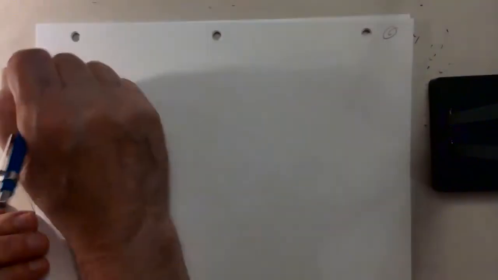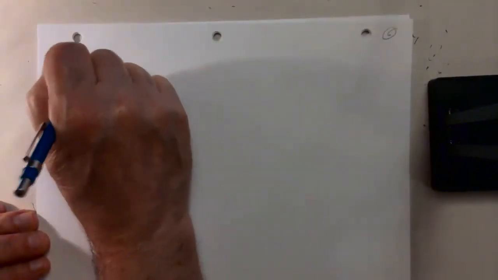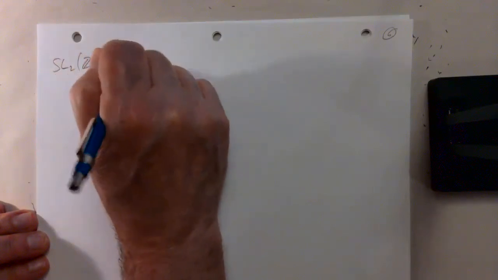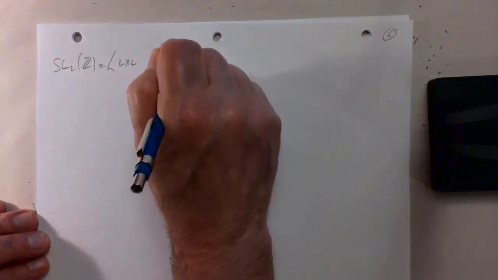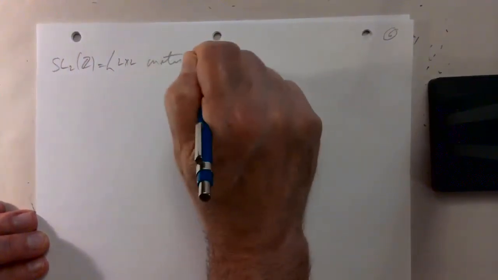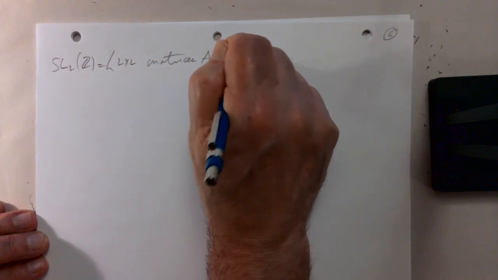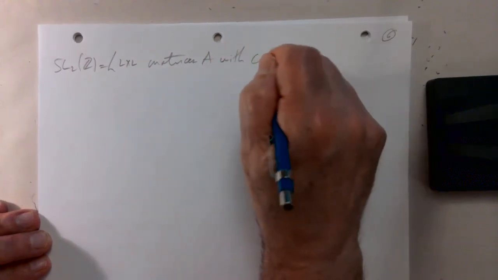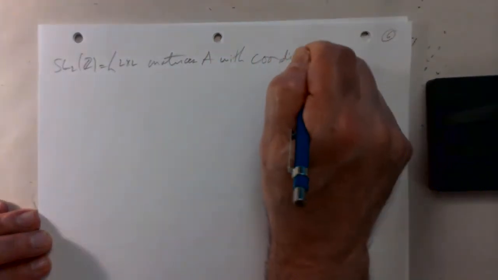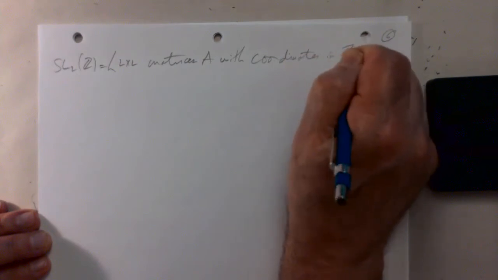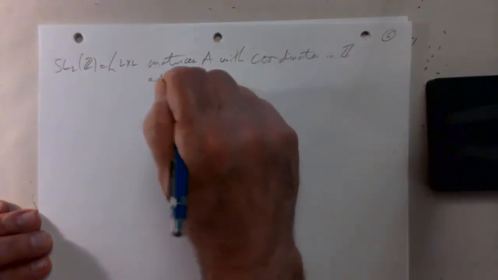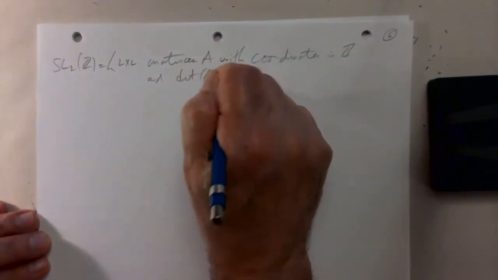Sitting inside SL2R, there's another very important group. So SL2Z, this is all 2 by 2 matrices A with integer coordinates, coordinates in Z, and determinant of A equals 1.